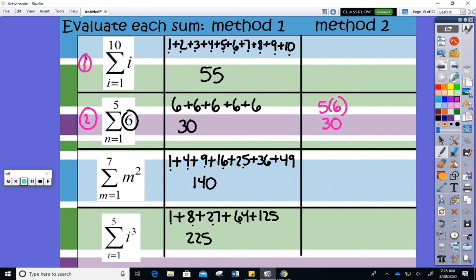Okay, so I could have said, oh, I'm summing the first 10 counting numbers. So the formula is the upper bound times the upper bound plus 1 all over 2. Of course 2 goes into 10 5 times. 5 times 11 is 55. So I get the same thing.